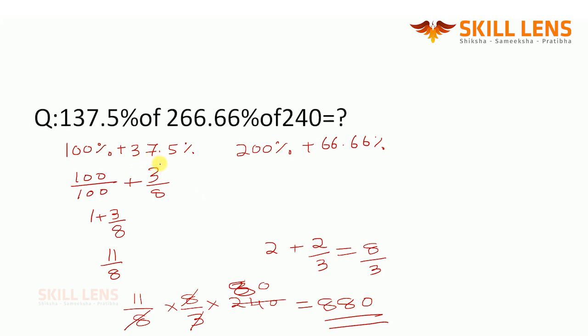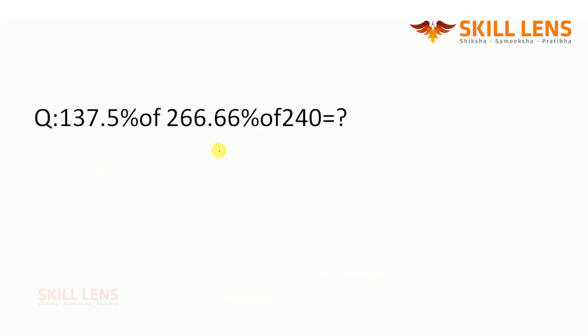So what I'm interested in here is this: 37.5%. If you know this value, which is 3 by 8, the job is a cakewalk. 66.66, if you know the value, which is 2 by 3, then the job is a cakewalk. Okay, if you know these values, questions are going to be a cakewalk. Hope you understood this question. Okay, so we'll look at one more question.